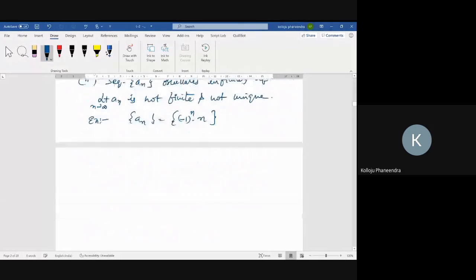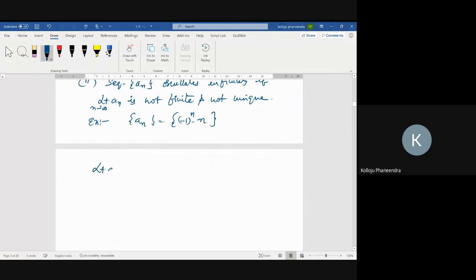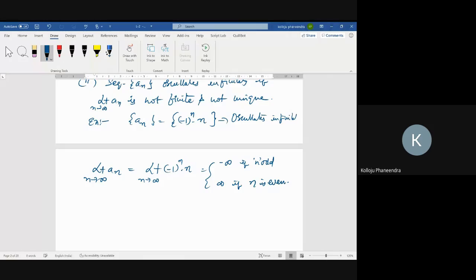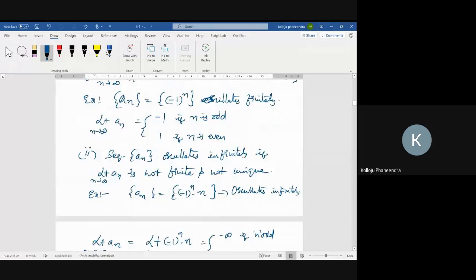Okay, if I consider the limit of the sequence, limit an as n tends to infinity is equal to limit of minus 1 whole to the power of n into n. So this value is what? This is minus infinity if n is odd, and plus infinity if n is even. Okay, therefore the sequence oscillates infinitely.